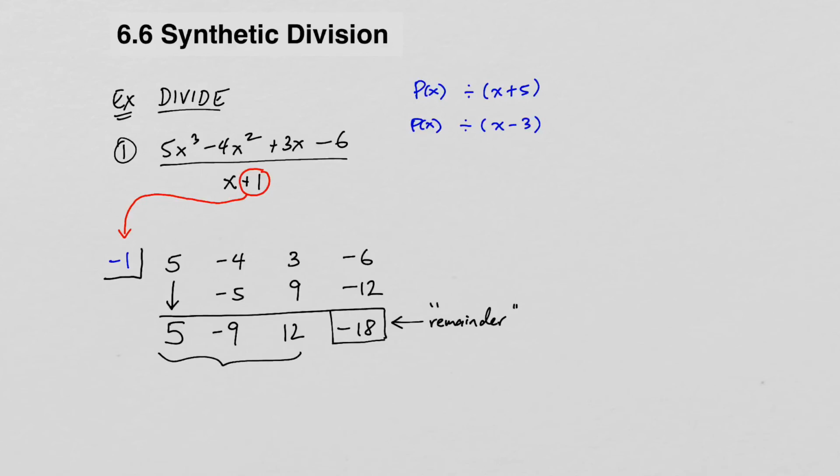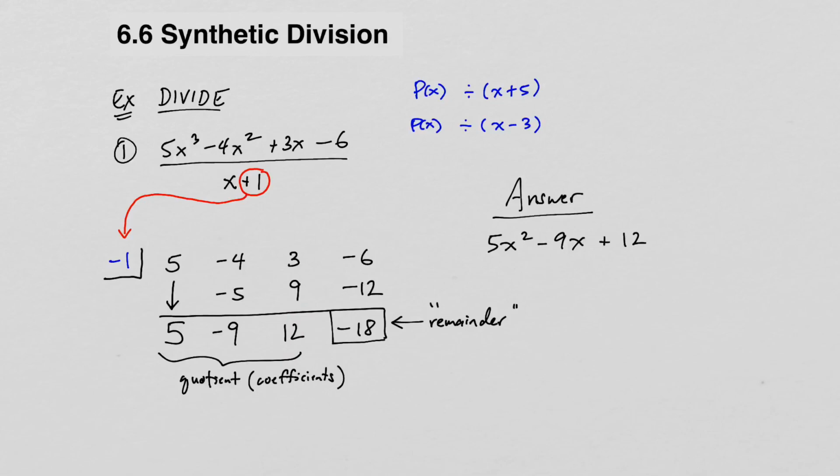And these numbers represent the quotient. Specifically, these are the coefficients of the quotient. So what that means is that our final answer here is we take the number 5, that represents 5x squared, and then the number -9 represents -9x. 12 represents the constant term, which is +12. And the remainder is -18.